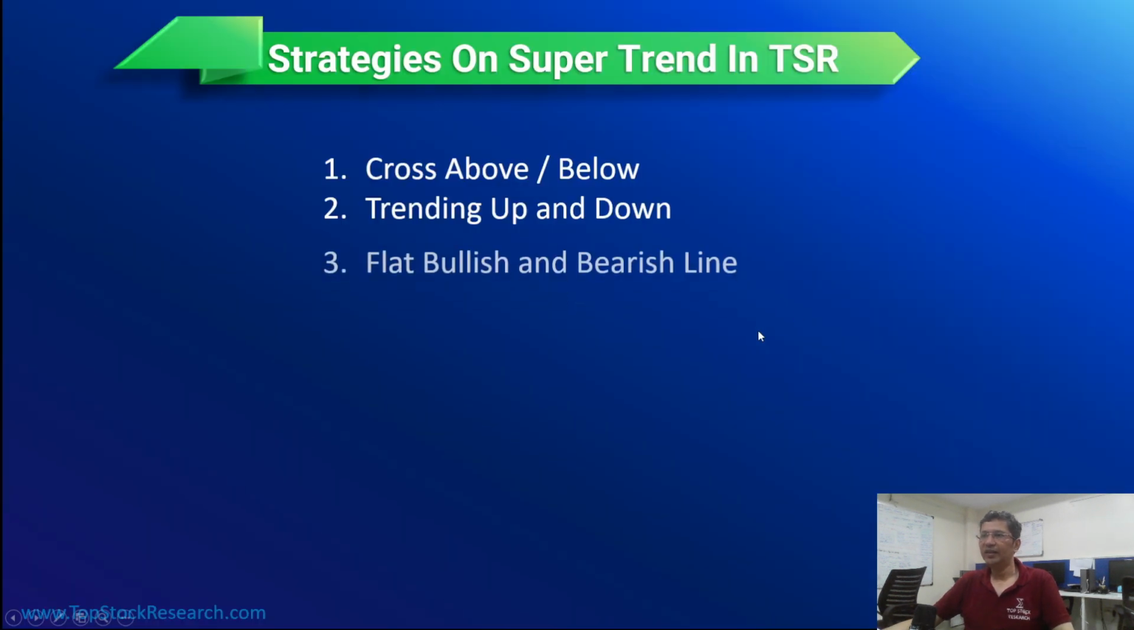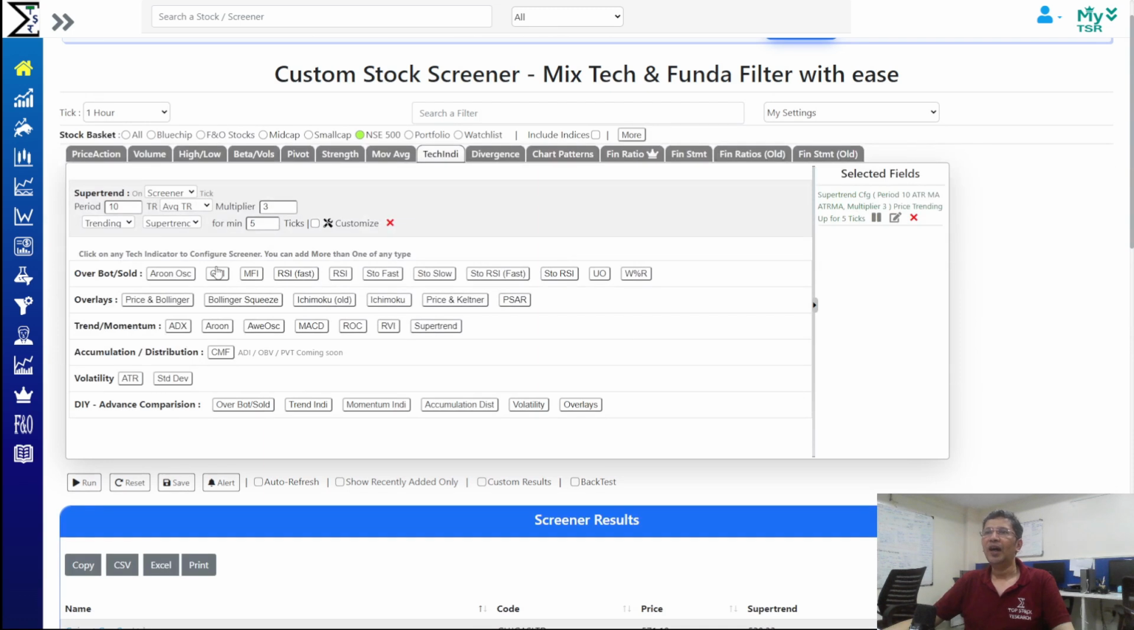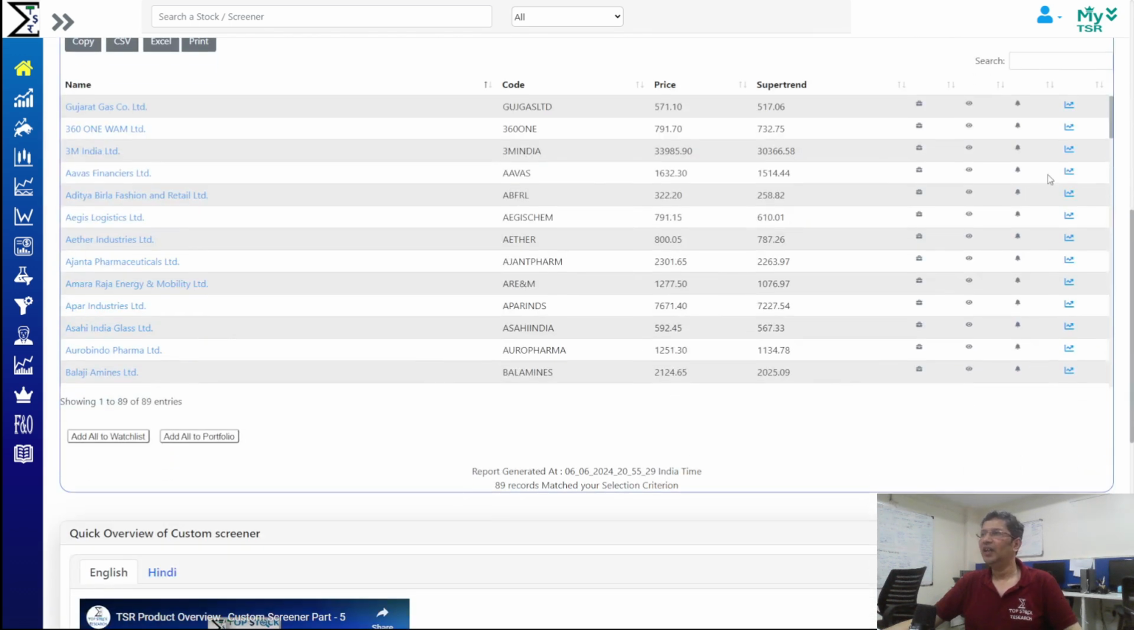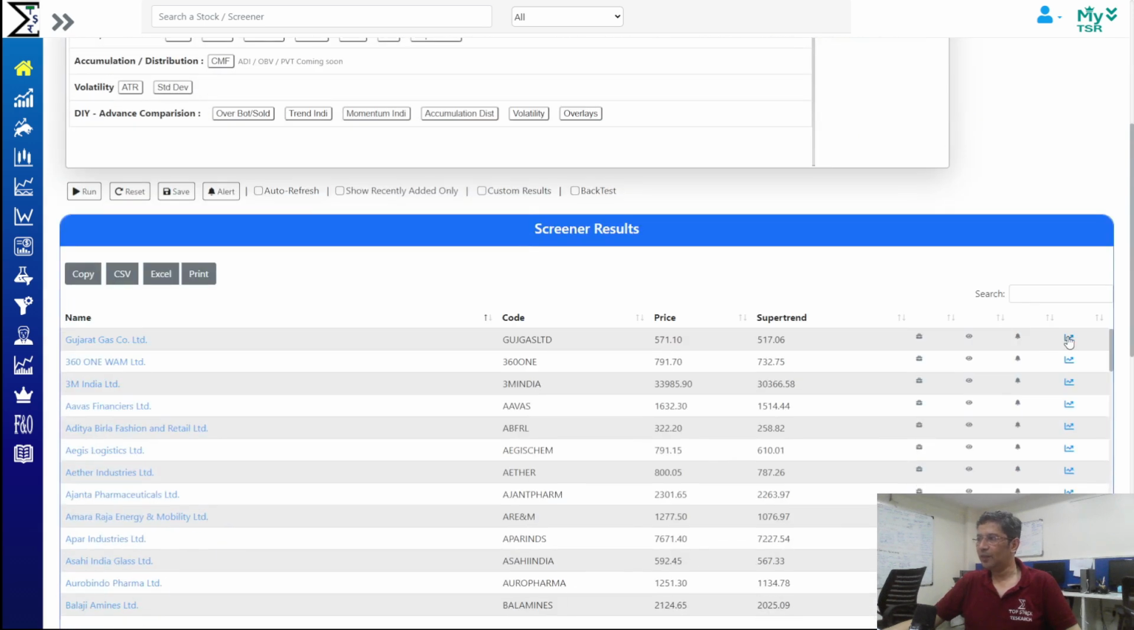The next example we have here is flat bullish line, or flat bearish and flat bullish. What we have seen is trending up. Just the opposite of that is trending down. I won't spend too much time on it, I'll let you play with the system. The next one is flat bullish line. When we look at flat bullish line, maybe at daily tick, you see quite a few stocks which are giving a flat bullish line.